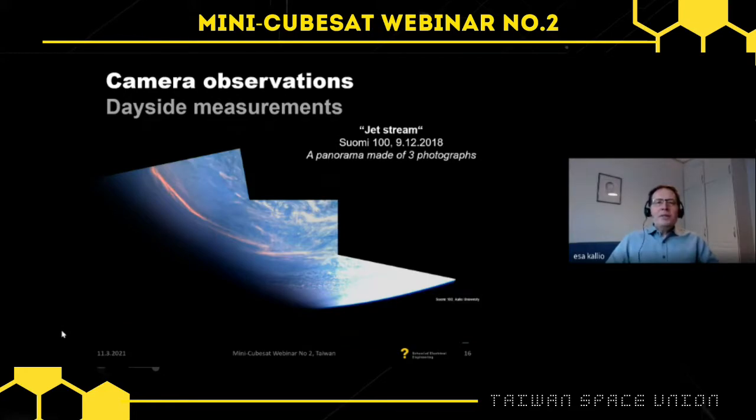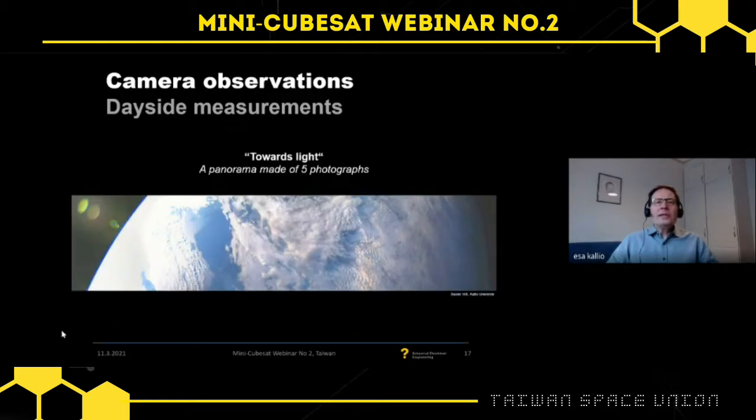And this is a panorama made from 3 photographs. If you look at the first slide, the introduction slide, we showed a part of this panorama. Our colleagues from the Finnish Meteorological Institute say that what you can see here is a jet stream. It's associated with it.